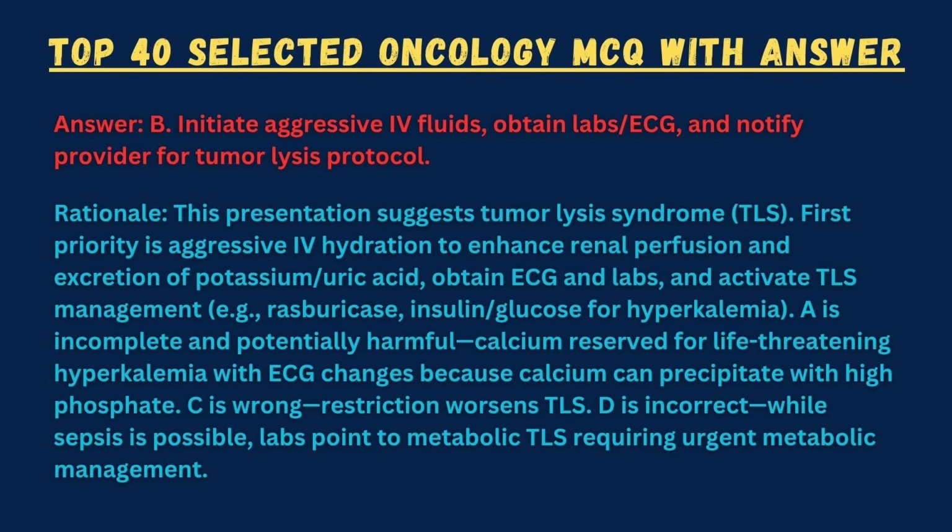Rationale. This presentation suggests tumor lysis syndrome, TLS. First priority is aggressive IV hydration to enhance renal perfusion and excretion of potassium or uric acid. Obtain ECG and labs and activate TLS management, for example, rasburicase, insulin, or glucose for hyperkalemia.